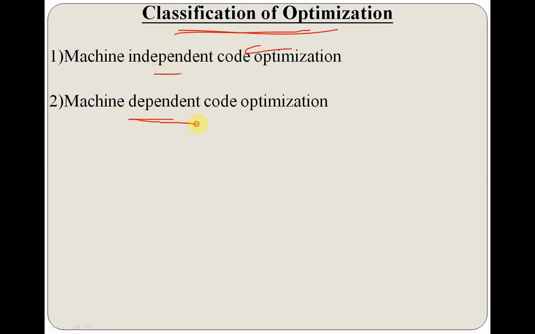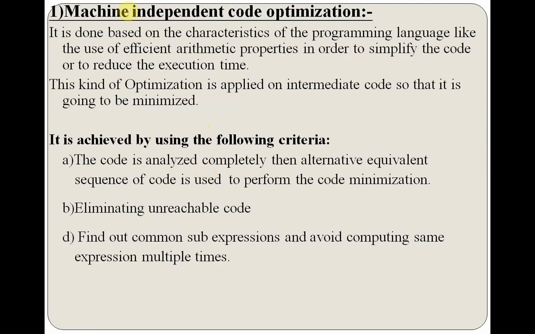Second one, machine dependent code optimization. Dependent means while doing the transformations on the code, we will use the machine properties. Here the code optimization is done based on the target code usually. Let us see each one in detail. What is machine independent optimization?